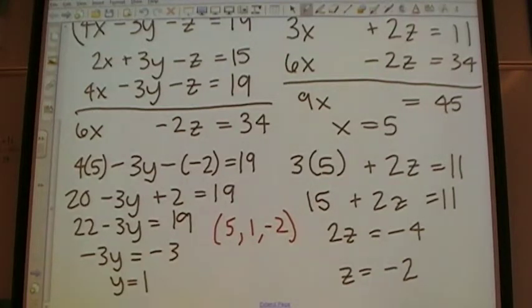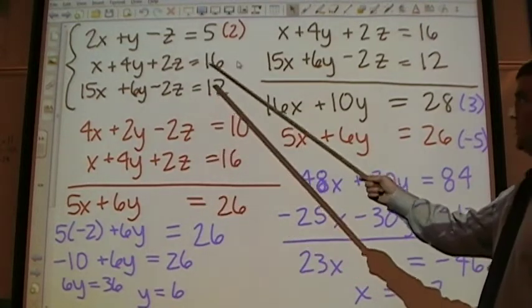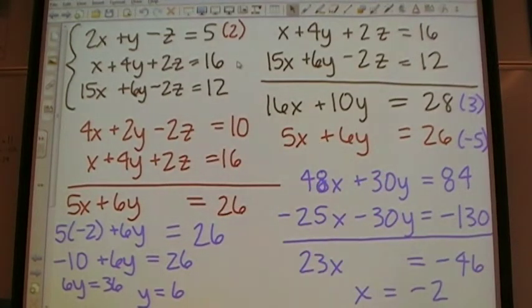Next, all right, this one you gotta do a little bit more work. The original problem is right here: 2x plus y minus z equals 5, x plus 4y plus 2z equals 16, and 15x plus 6y minus 2z equals 12. I chose to eliminate the z's.